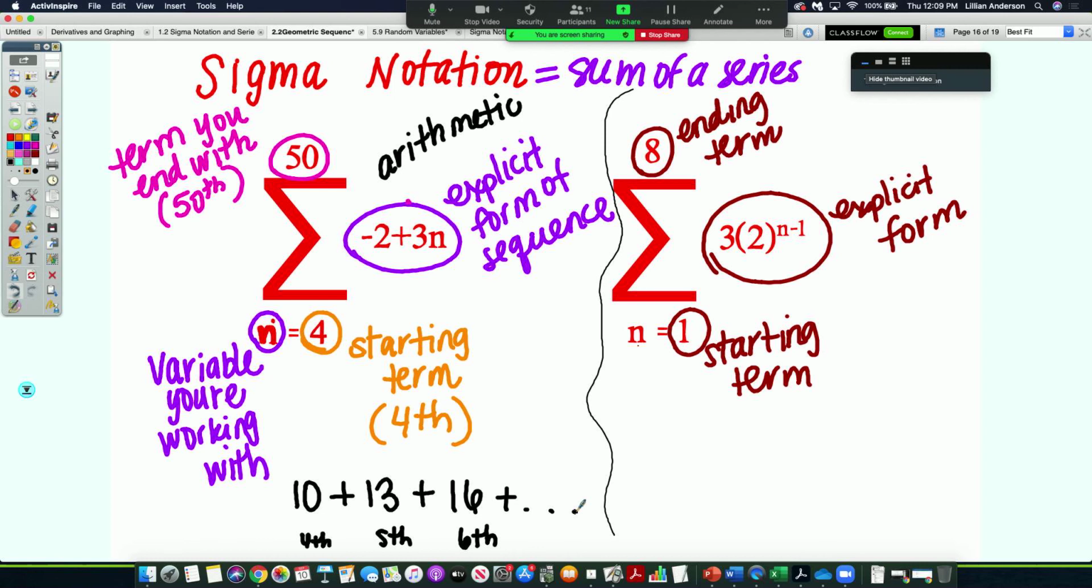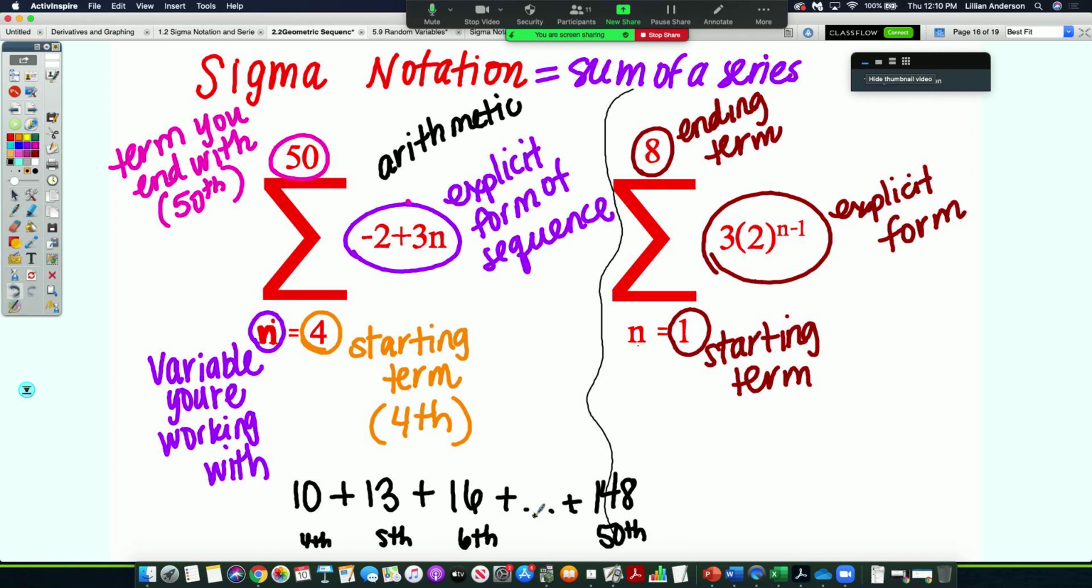I'm going from my fourth term all the way up to my 50th term. Just out of curiosity, if I plugged in 50, that's -2 plus 150, which is 148. That right there is my sequence. Well, kind of. I cut out the 7th term to the 49th term, but I have my quote-unquote first term, the 4th term, all the way up to my last term, the 50th term.